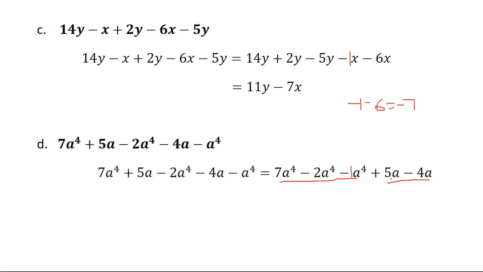Then we come to the second part. We have 5a minus 4a. So we are going to have 5 minus 4, and that is 1. So we are going to have 1a here. And once again, remember that if you have 1a, it is written as a. So our final answer is going to give us 4a raised to the power 4 plus a. Once again, remember that a raised to the power 4 and a are not like terms, so we cannot add it.